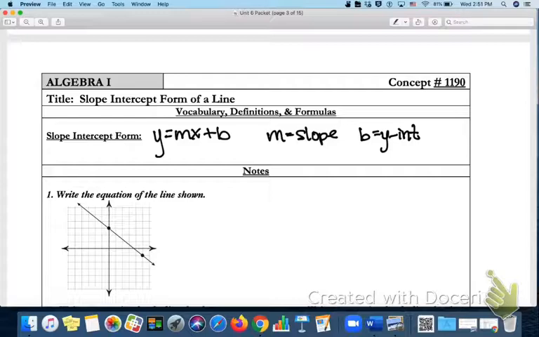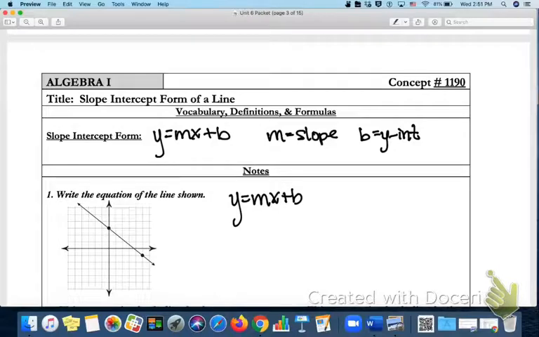Let's look down at this first example. Write the equation of the line shown. Again, we're going to put that into y equals mx plus b. Looking at this example, we can identify the slope. Remember, we read slope from left to right, so you can look at this graph and identify that the slope is going to be negative because it's going down from left to right.